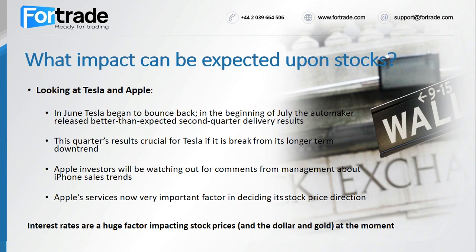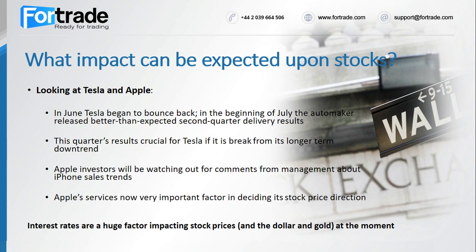What impact can be expected upon stocks? This obviously depends on results, but the three main factors to look at are earnings per share, revenue, and forward guidance. But in some cases, traders look for other numbers. In the stocks we looked at, Tesla is a special case. Although orders are a closely watched figure, the company historically has had a problem with delivering their product on time.